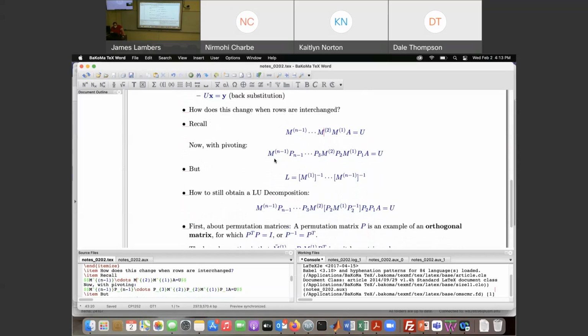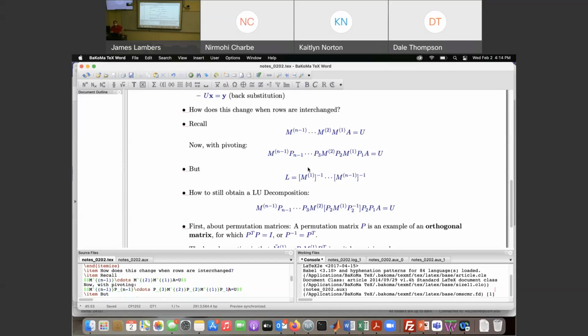So I want to rewrite this in such a way that all of the permutation matrices are multiplied up front. So in other words, multiply A by all the permutation matrices, and then you multiply by something along the lines of these M's. It won't be the exact same M's, but something to that effect.